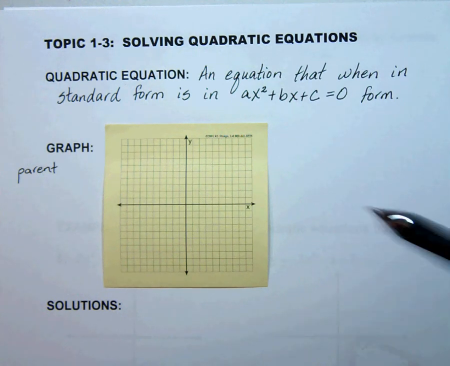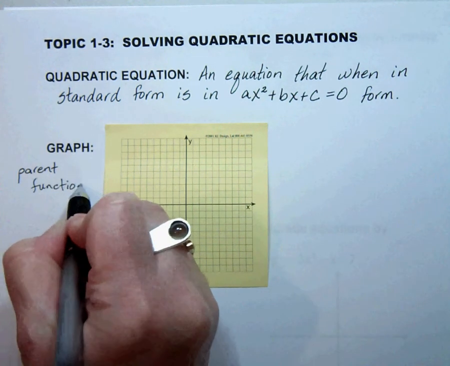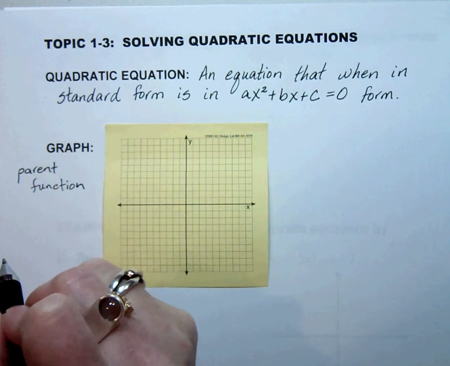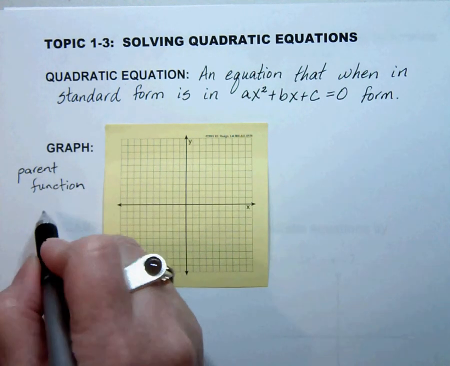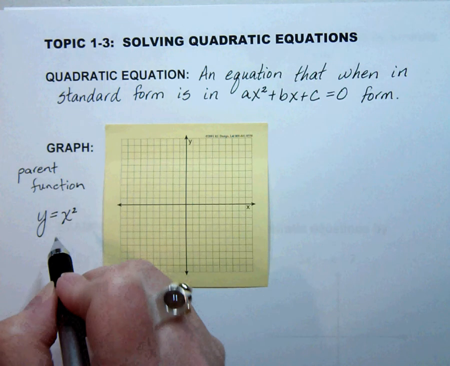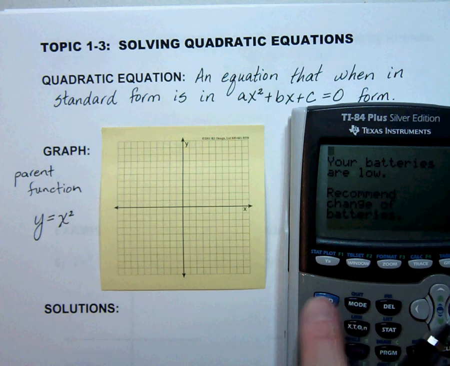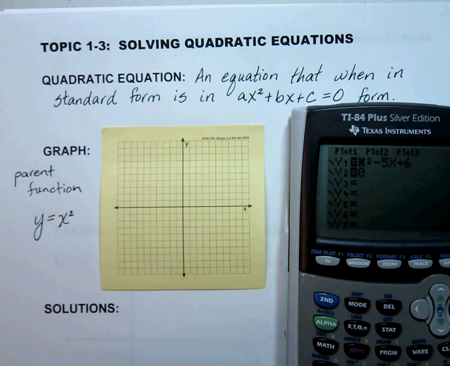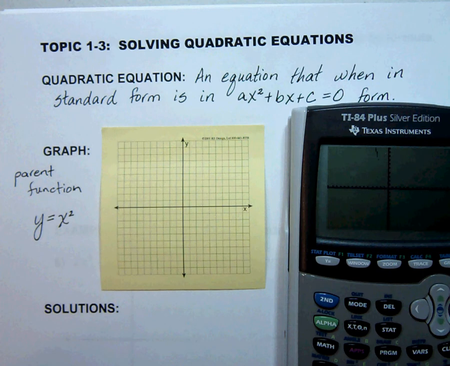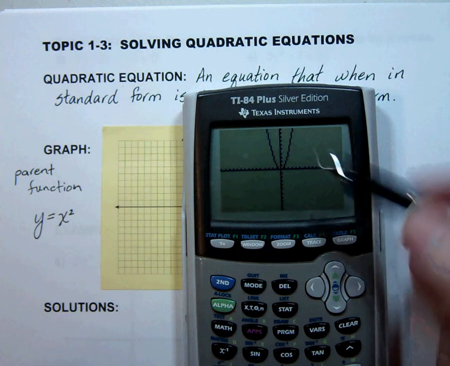Let's start by graphing it, and I'm going to graph a parent function. A parent function is the most basic type of function for any kind of graph, and the parent function for a quadratic is y equals x squared. You could also put it in your calculator, go to y equals and put in y equals x squared. If you look at the graph, you can see it's a parabola. This is called a parabola.